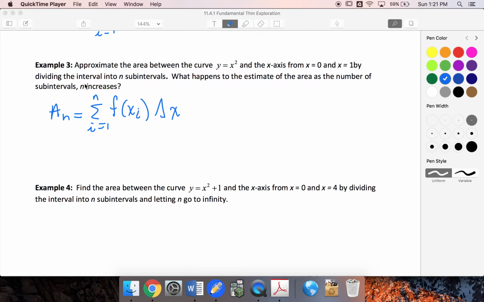All right, so in our last video, we talked about letting n get bigger and bigger so that we get better and better estimates, but we didn't actually answer this question of approximating the area between the curve y equals x squared and the x-axis from 0 to 1, dividing into n subintervals. So let's think about what happens as we're finding our total area and creating more and more subintervals.